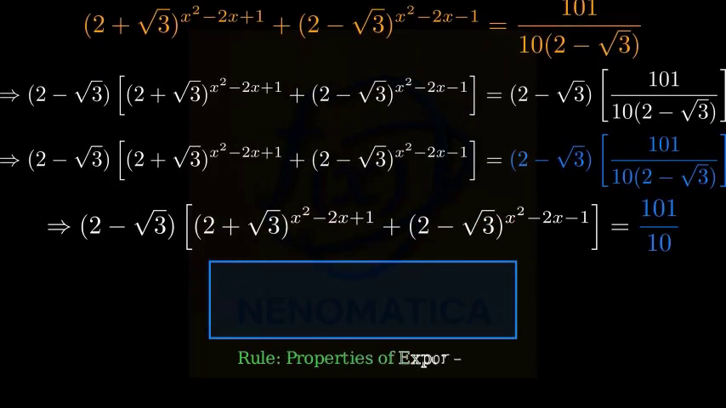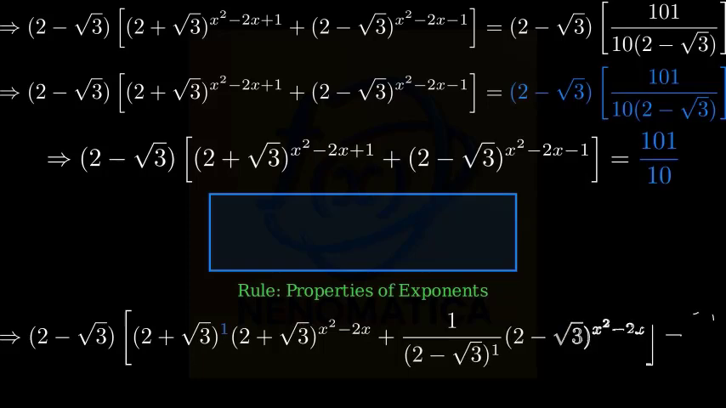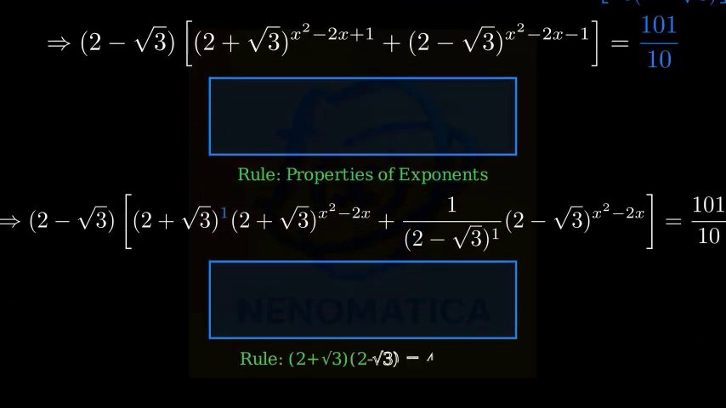Now, let's focus on the left side. We can rewrite the first term. Notice that x squared minus 2x plus 1 can be rewritten as 1 plus x squared minus 2x. Now, we'll use an important property.